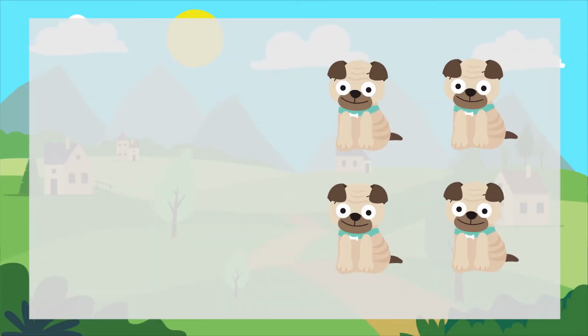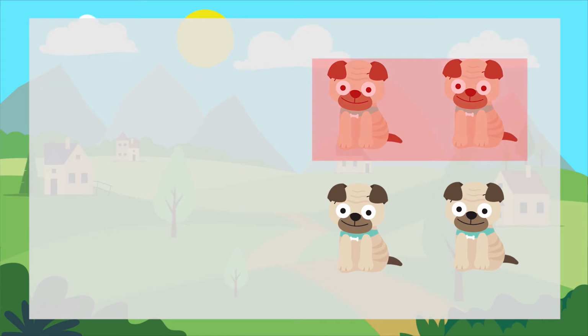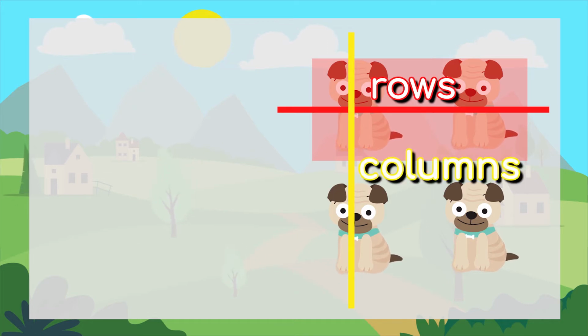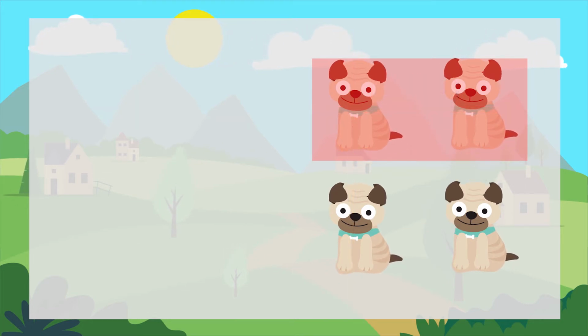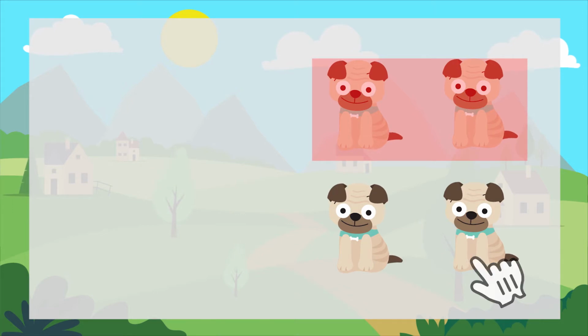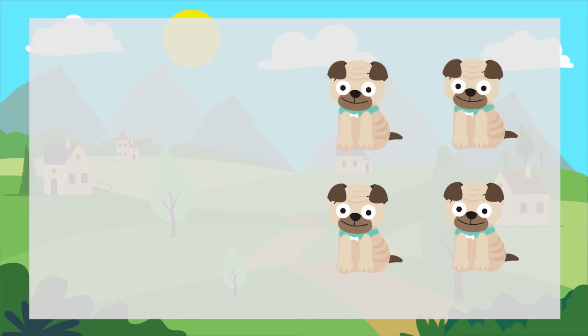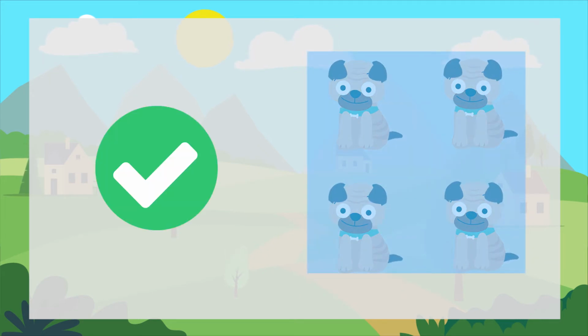For example, here we have an array of dogs. We have two dogs in the first row, so that means we must have two dogs in the second row as well. So they could be in a rectangular array, because just like I said, a rectangular array is a group of objects that are arranged in equal rows and columns. Let's count the second row. One, two dogs. So is it a rectangular shape? Yes, so it is a rectangular array.